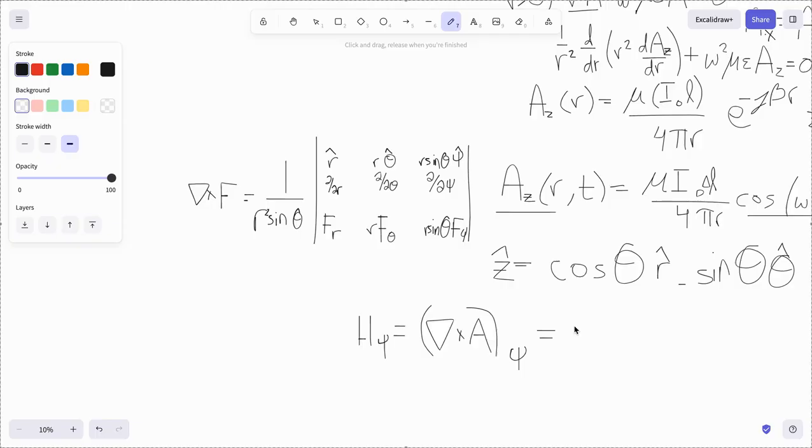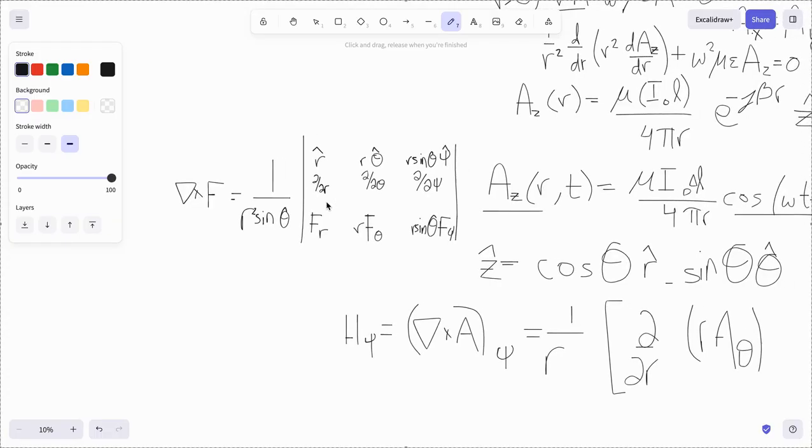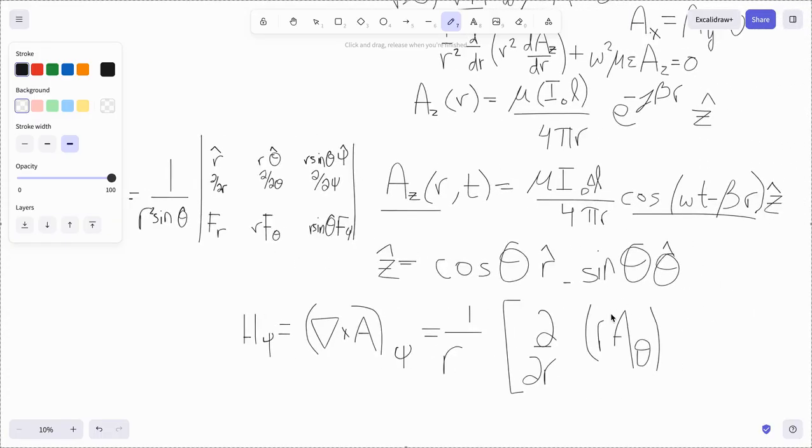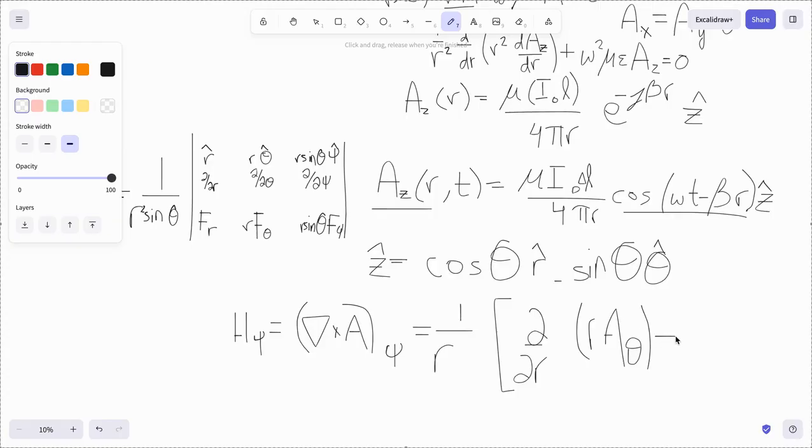and to do that we just do 1 over r times partial over partial r of r A theta minus partial A sub r over partial theta.